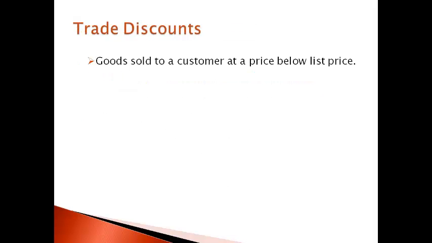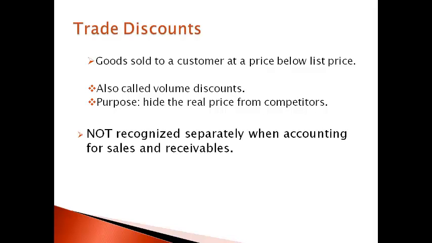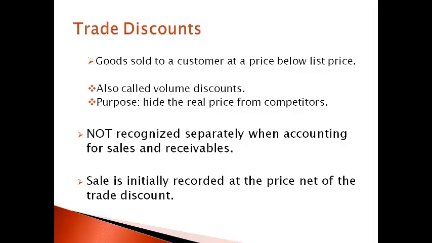Companies sometimes offer a trade discount to their consistent major customers. A trade discount occurs when goods are sold to a customer at a price below their normal list price. Trade discounts are also referred to as volume discounts. The purpose of a trade discount is to hide the real price to the best customers from competitors. A trade discount is not recognized separately when accounting for sales and receivables. The sale is just recorded at the price net of the trade discount.